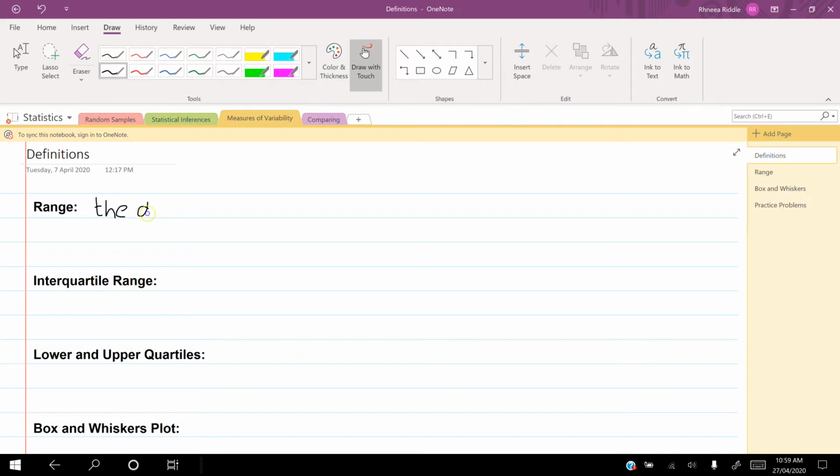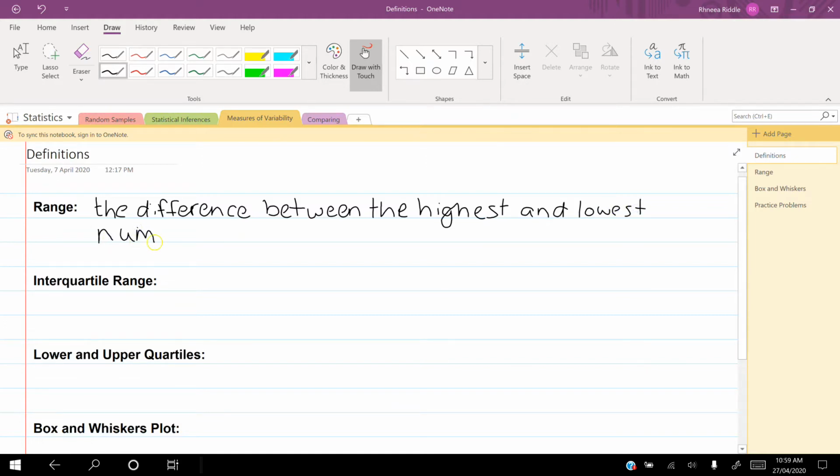The difference between the highest and lowest numbers in a data set.